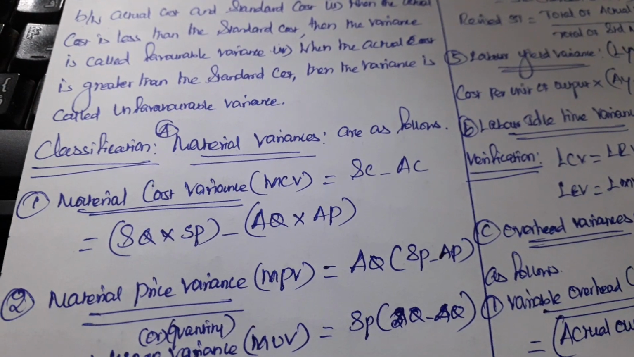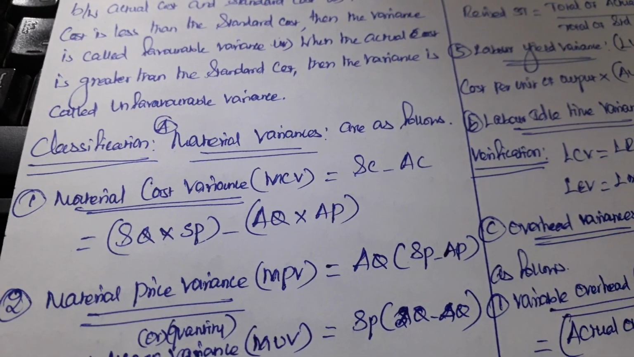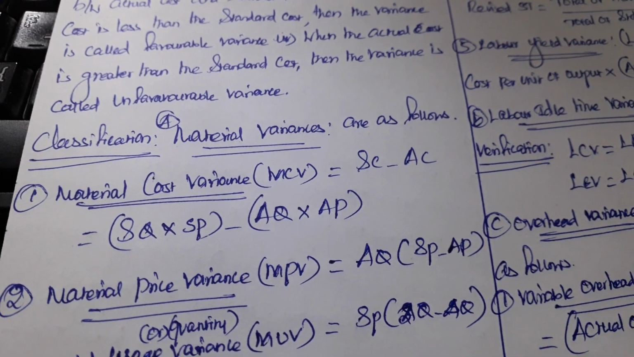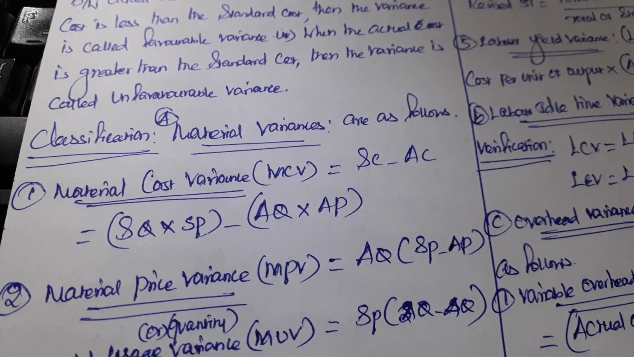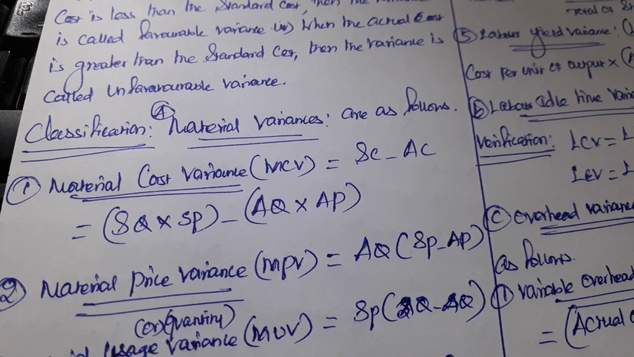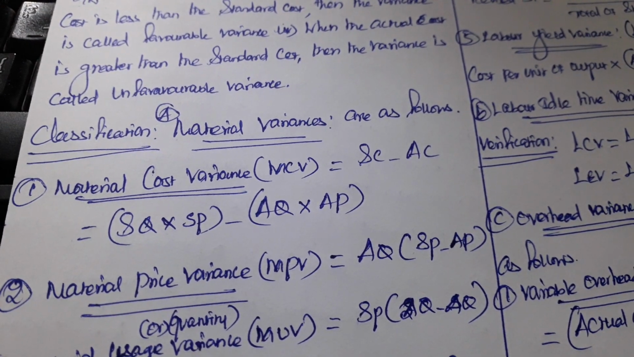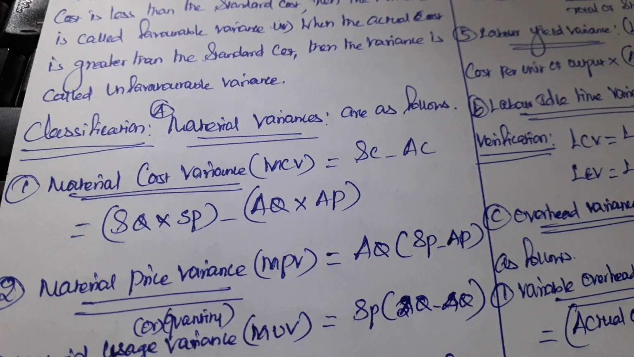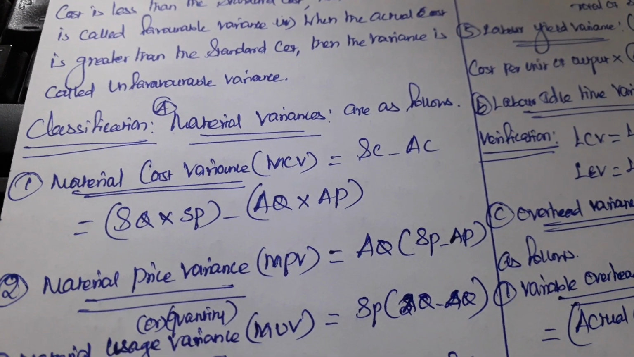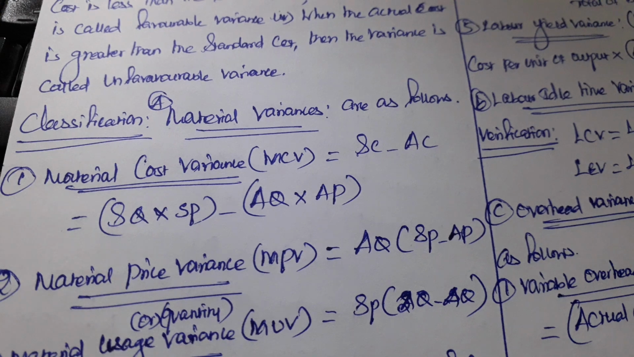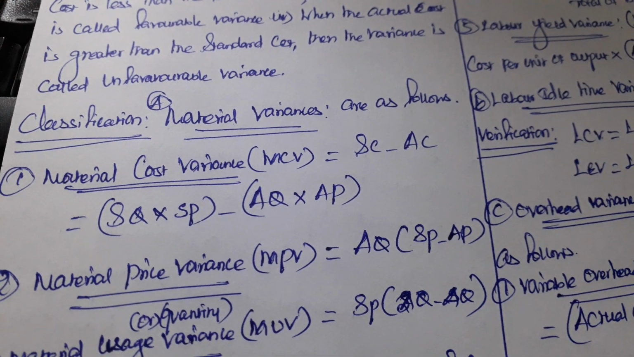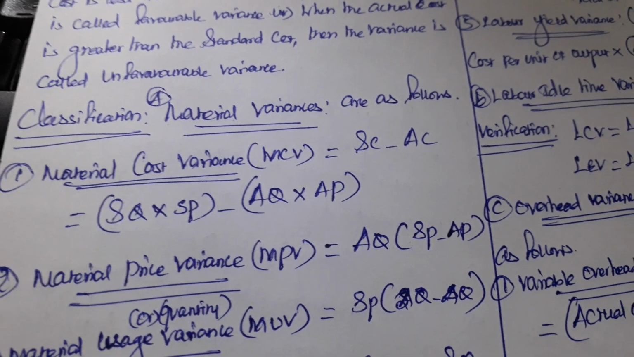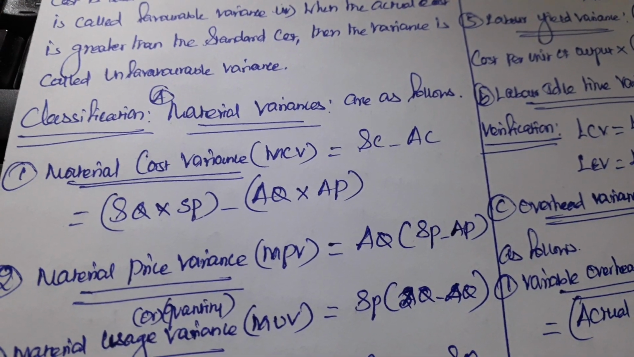Next is the classifications. Under classification, the first variance is material variance. Under material variance, we have first the material cost variance. Material cost variance equals the standard cost minus the actual cost. Or otherwise, we can denote it by SQ into SP minus AQ into AP.